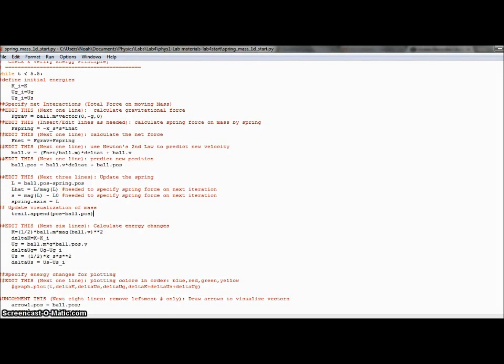I then found the force due to gravity, which is mass times gravity, the force of the spring, which is equal to K times the length that the spring is stretched, and F net, which is those two added together. By using F net times delta T divided by the mass plus the initial velocity, that's the new velocity, and the position is equal to velocity times delta T plus the initial position. I was able to track the motion of the weight.